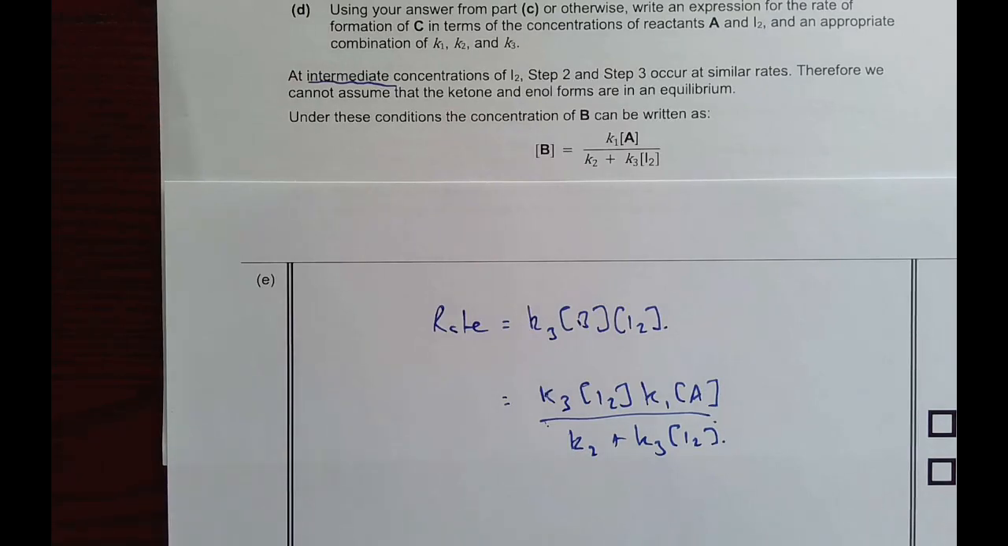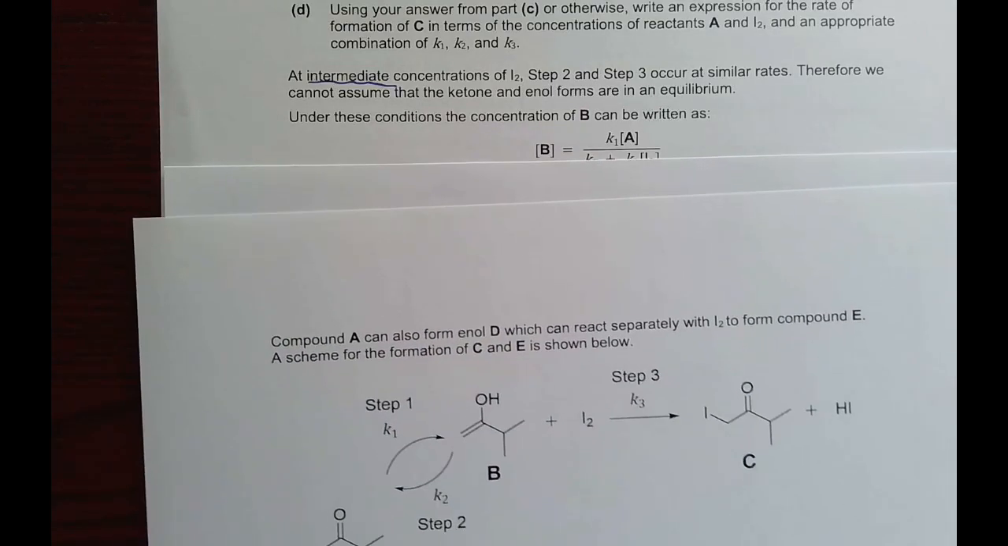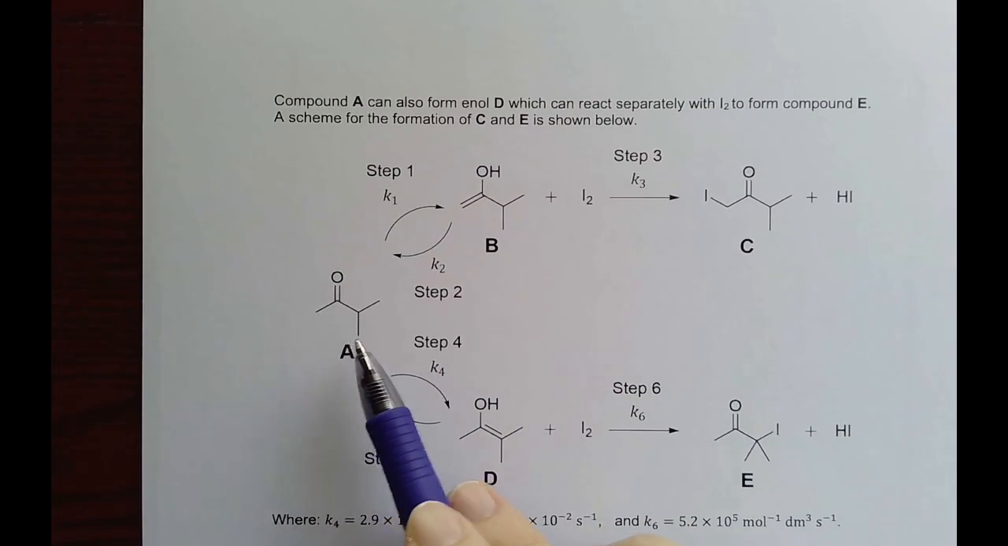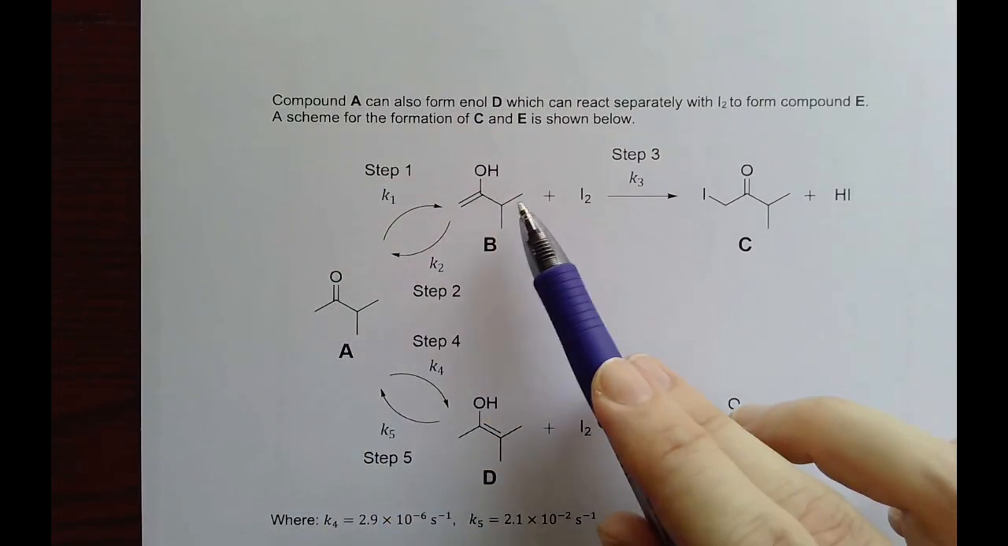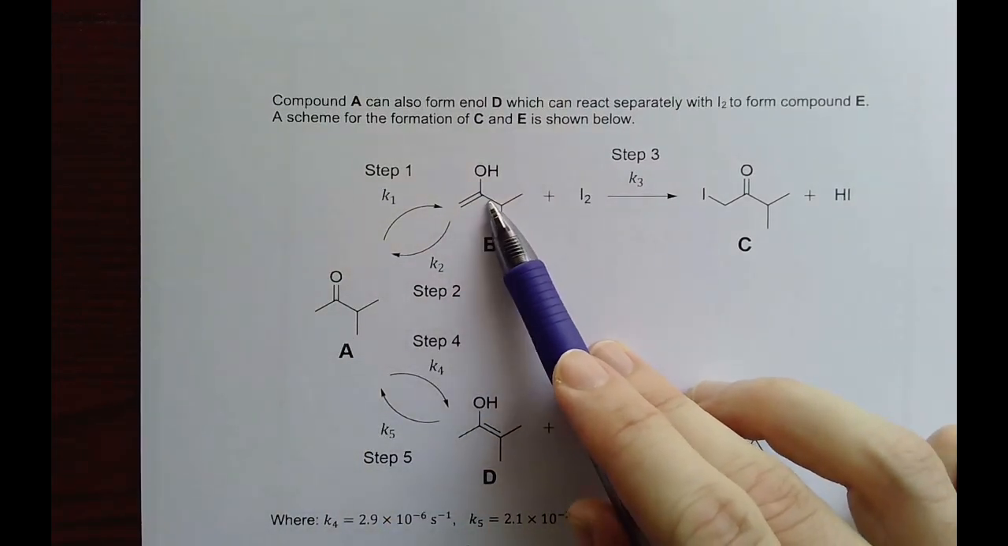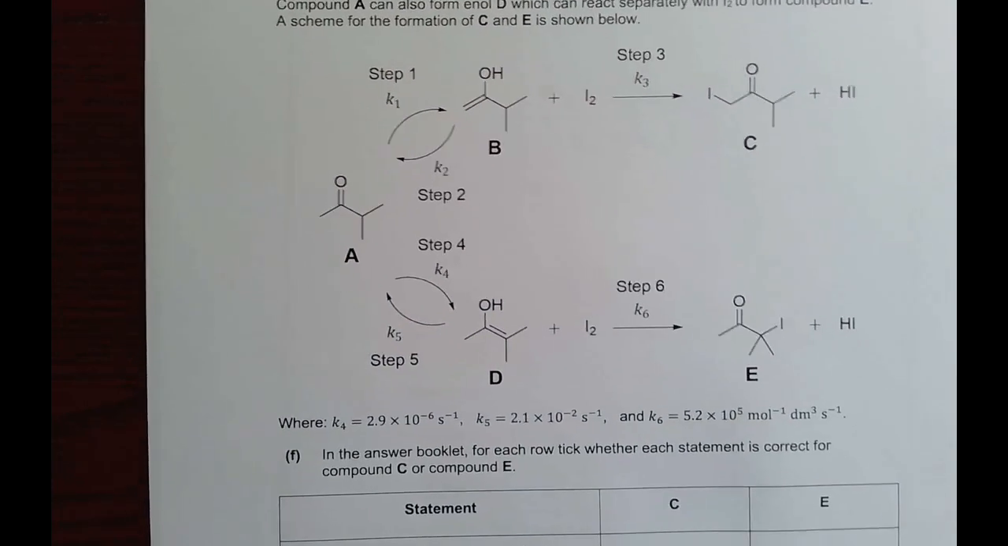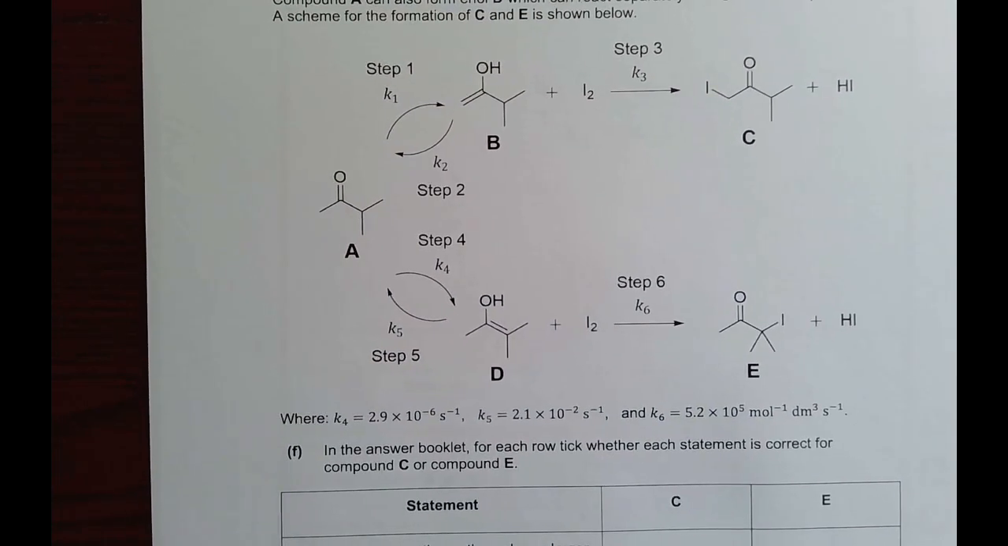Okay, I think up until this point the question is, if you are familiar with rates, fairly straightforward. It's just plugging expressions into other equations. Then it gets a little bit tricky with this. Compound A, our original ketone, can form two different enols. So this is the one that we have been looking at. Then it can also do this enolization on the other side. And then we're given rate constant values for K4, K5, K6.